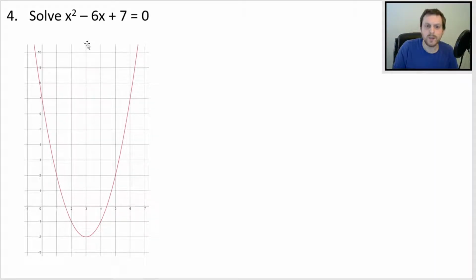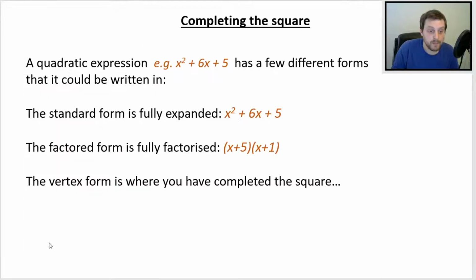The vertex is also where the line of symmetry for the graph would go through. So parabolas are symmetrical. So the vertex for this graph, we can actually see what it is. It's 3, minus 2. Okay, that's the vertex of this graph. So anyway, that's what that's called.